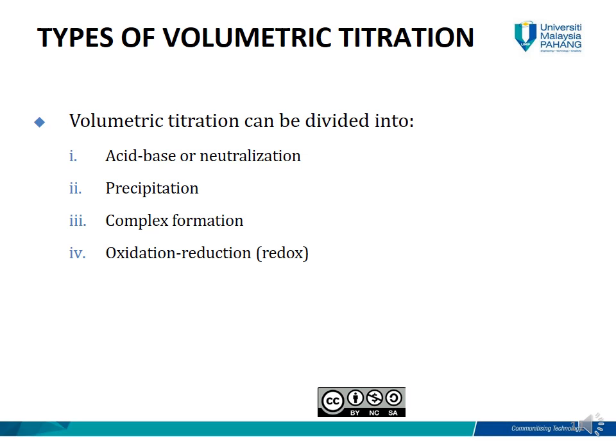The third one is complex formation. This type of volumetric titration refers to a metal as our analyte surrounded by ligands to produce a complex. The next one is oxidation reduction, or the so-called redox process.